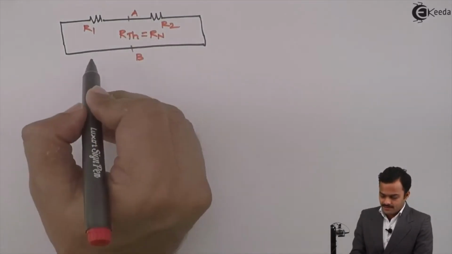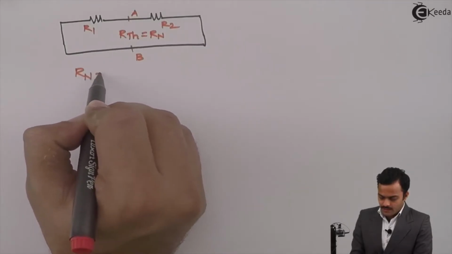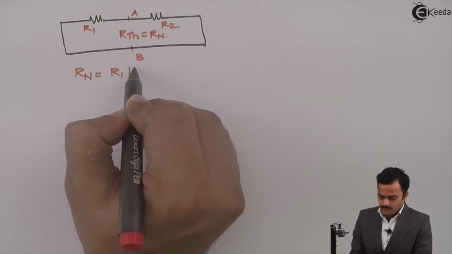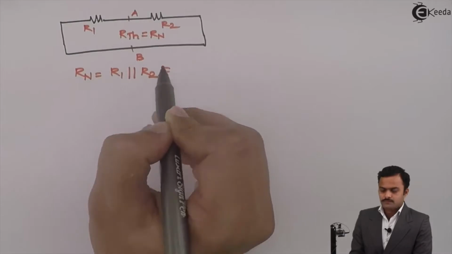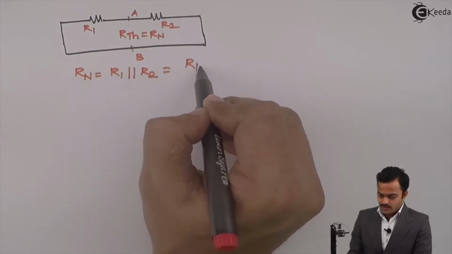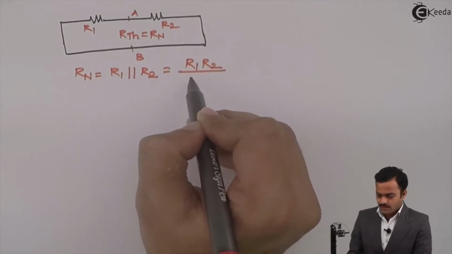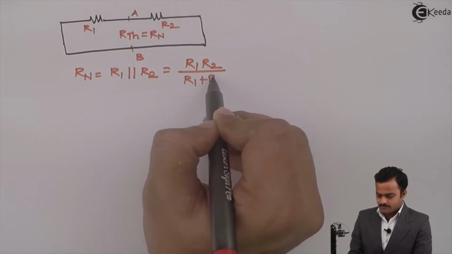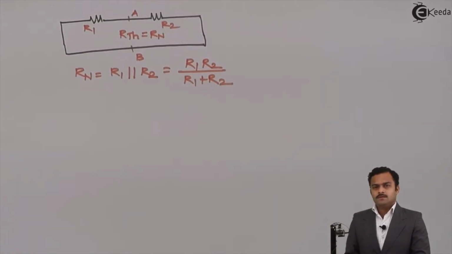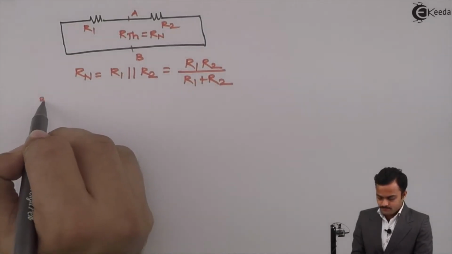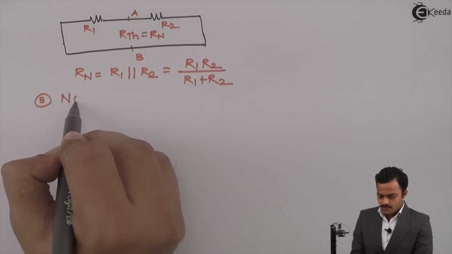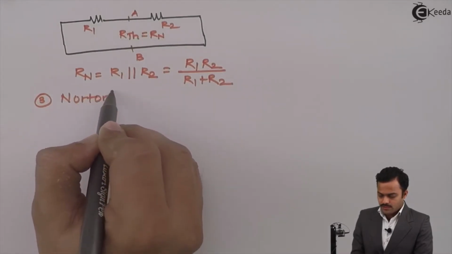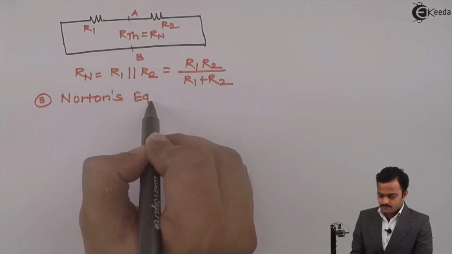In this case, I will get RN as R1 parallel R2, which is multiplication of the two resistances divided by addition of them. So RN we have found out. Third step is drawing Norton's equivalent circuit.